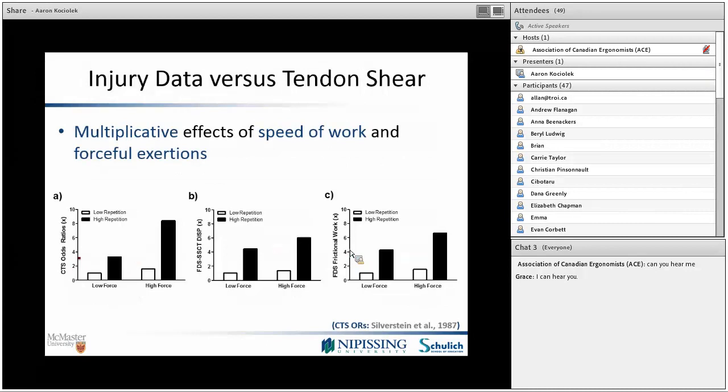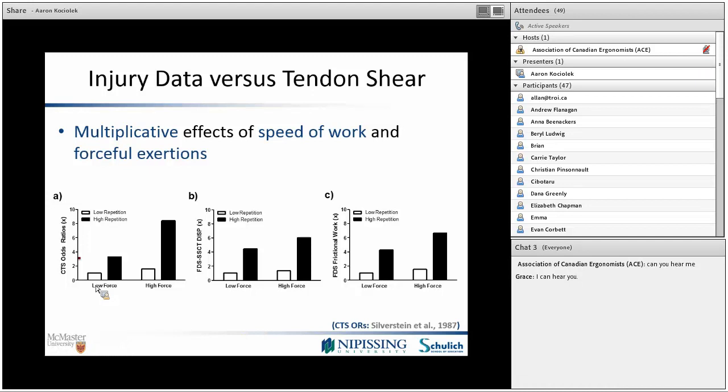So I just thought I'd point out how my model compared to a traditional study, one done by Silverstein and colleagues in 1987, that measured physical exposures in several jobs in the workplace and classified them based on those physical exposures. So that first white bar on the far right of this first graph, labeled A, represented a job that had a low force and a very low repetitive aspect to it.